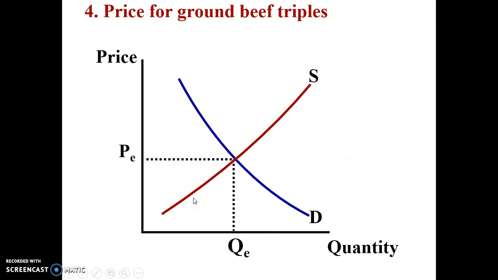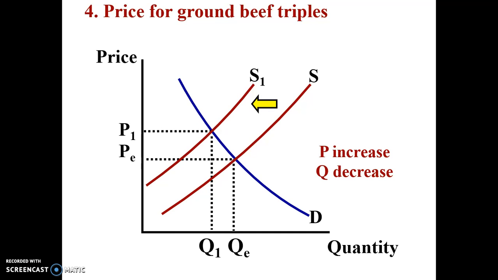All right, fourth one. Let's say the price for ground beef triples. The price of ground beef goes up. All right, well, the ground beef is an input into hamburgers, and that's going to shift the supply curve to the left. Right? It's more expensive to make burgers. People will supply less. The price goes up. The price goes from PE to P1. The price is more expensive now because beef is more expensive, and the quantity demanded is going to go down also. So the quantity is going to go from QE to Q1. So the price goes up and the quantity goes down.